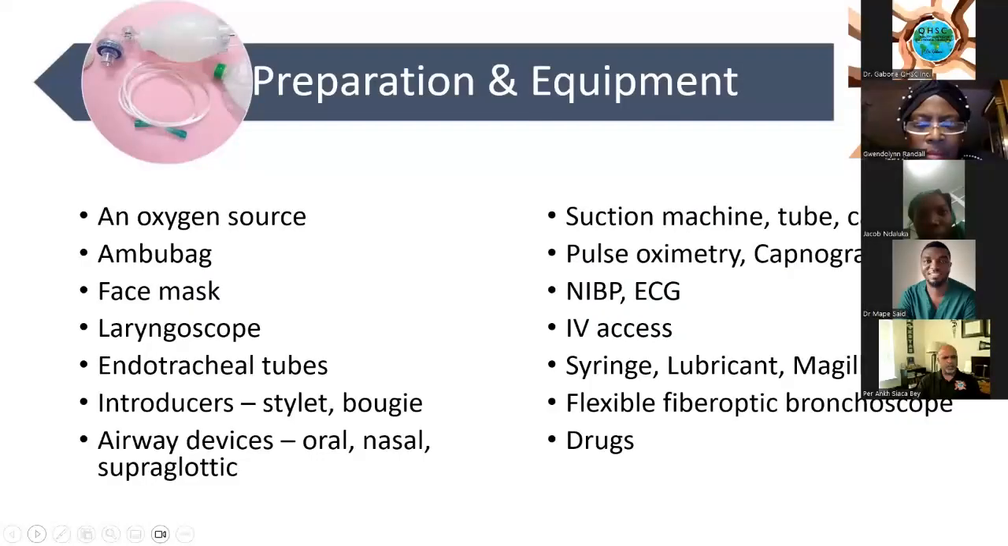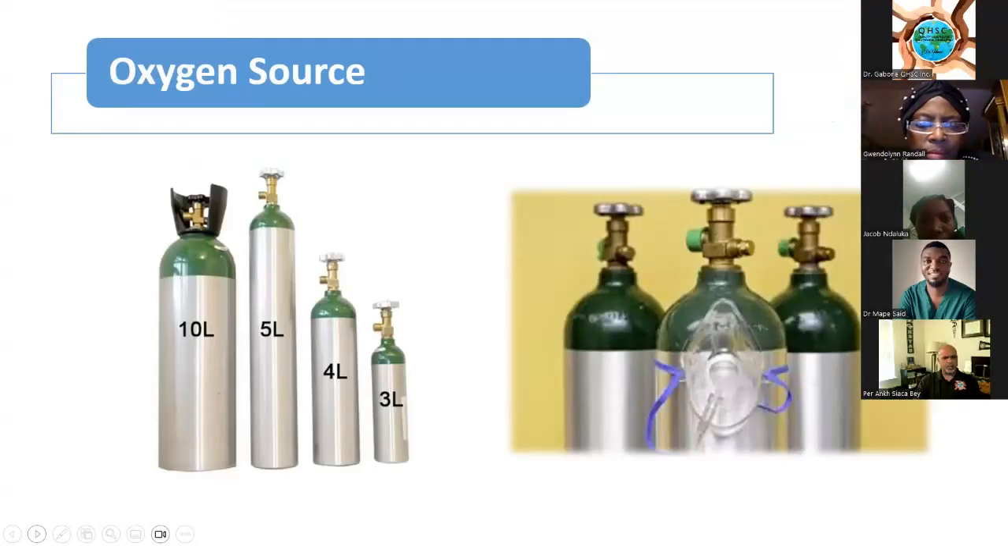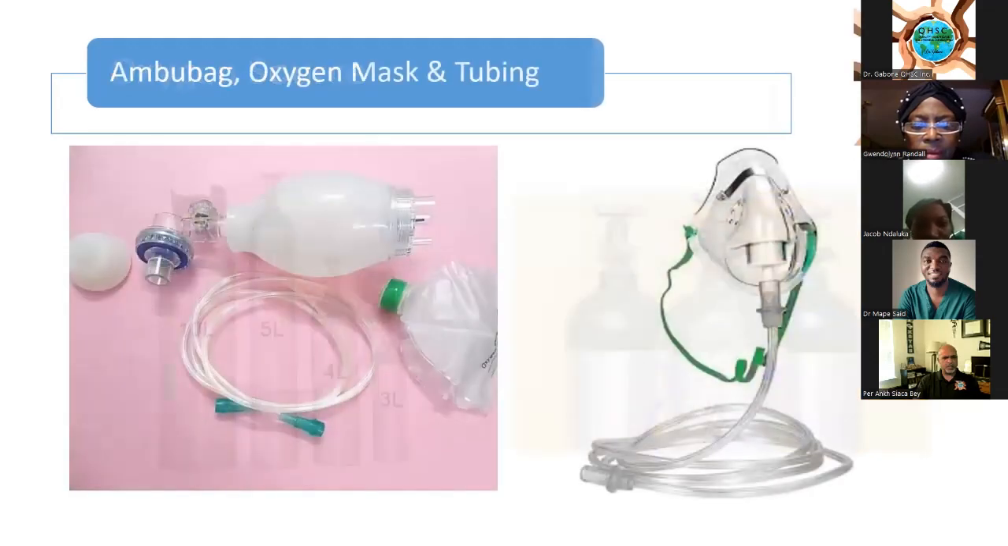So the next slide. Oxygen source. Sometimes you might have an oxygen cylinder, which is kept ready, just in case you want to support the patient with oxygen, or you want to intubate, or you want to apply ambu bag, you need oxygen. Next slide. Also, you need to have an ambu bag, oxygen tubing, and oxygen face mask. Next.